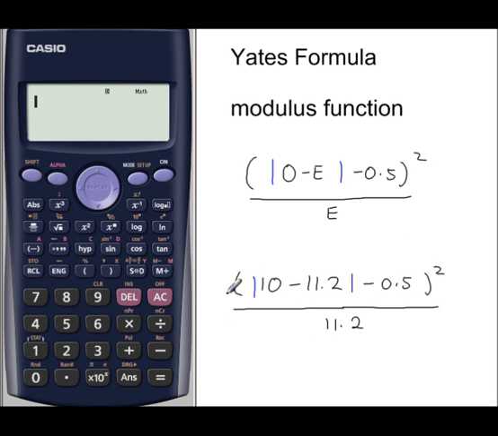So to put this into the calculator, that's a fraction, so let's start with the fractions key, then open brackets, and then I'll need this modulus function, which is represented by this key here, which gives the absolute value of something. So press this, and there you go, you've got those two vertical lines. Put in the numbers 10 minus 11.2 inside, scroll to the right to come out of this, minus 0.5, close brackets, squared, over 11.2, press equals, and there's the value that you're looking for.